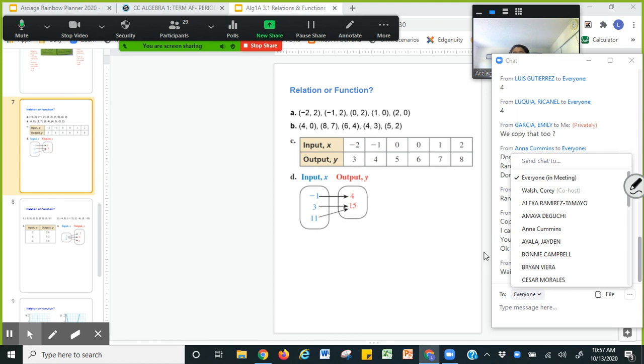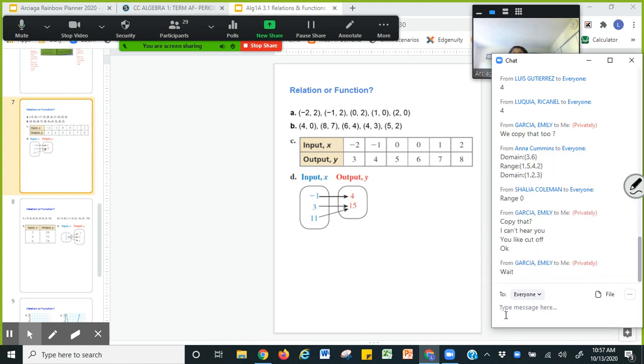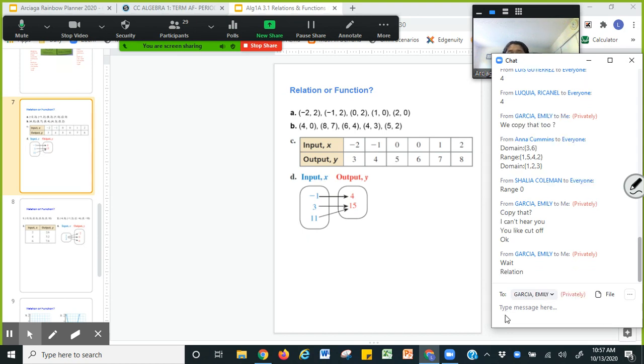Let's try letter A. What do you think it is, relation or function? Look at the first numbers. Ignore the second numbers this time. Remember, an x may repeat as a y. That's okay. It's still a function. But if the x becomes another x in a different ordered pair, then that's a relation. So what do you guys think?